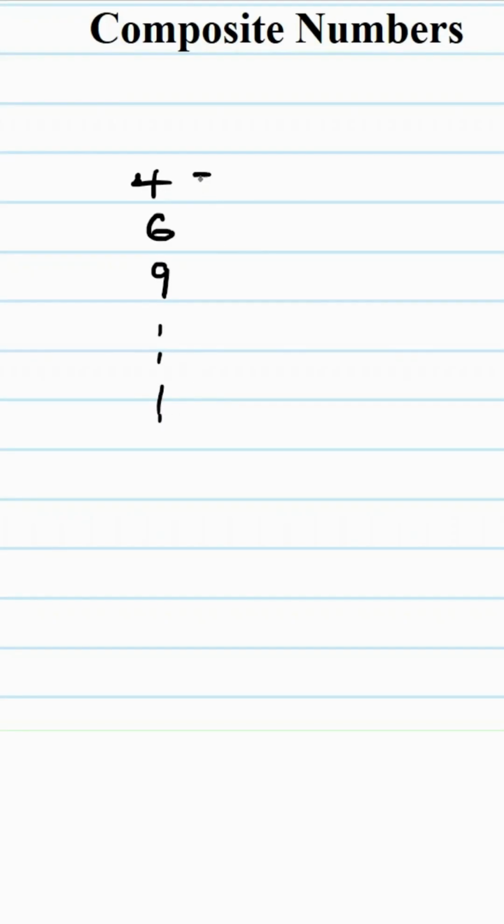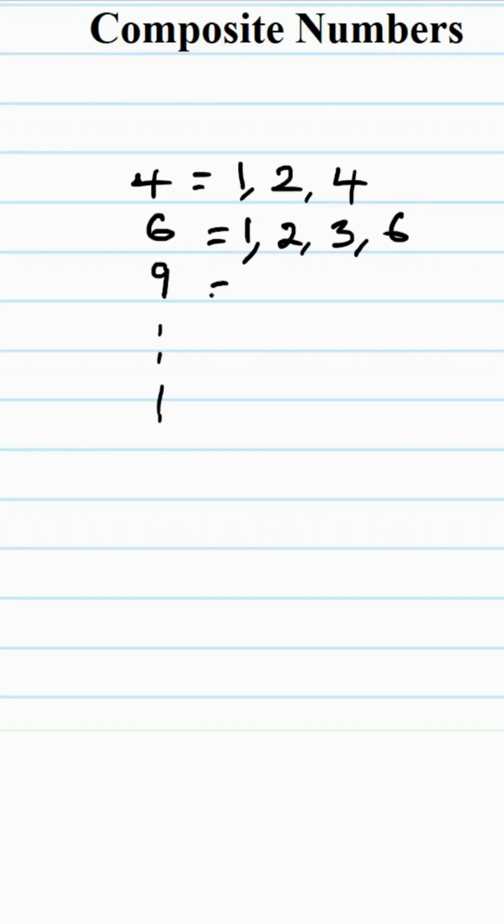Now for 4, we have more than 2 numbers that can divide 4. We have 1, we have 2, and we have 4. So we have more than 2 factors of 4. So 4 is a composite number. For 6, we have 1, we have 2, we have 3, and we have 6. Again, this has more than 2 factors. So 6 is a composite number.